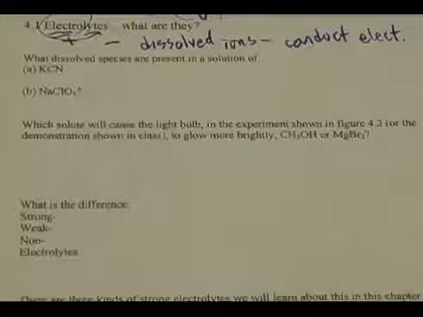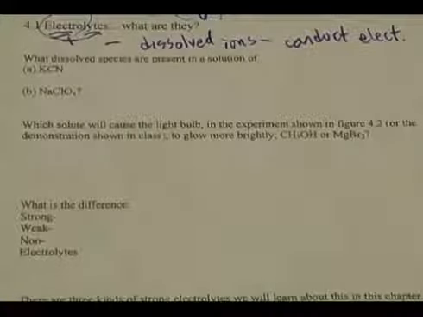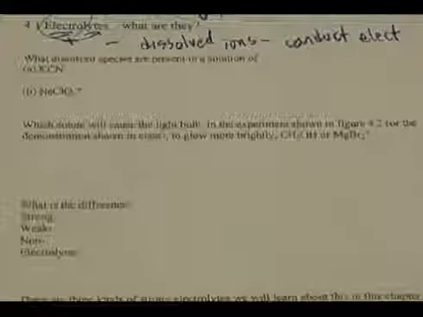We'll find out if it's a strong electrolyte if it lights the light bulb really well. If it's weak, it'll only light the light bulb a little bit. If it's a non-electrolyte, it won't light the light bulb at all. And we could also test the conductivity using a conductivity tester, and actually get a numerical value as well.